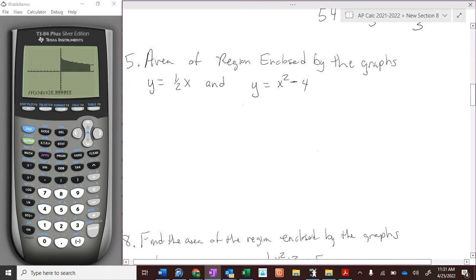Find the area of the region enclosed by the graphs y equals 1/2 x and y equals x squared minus 4. How do we do this?